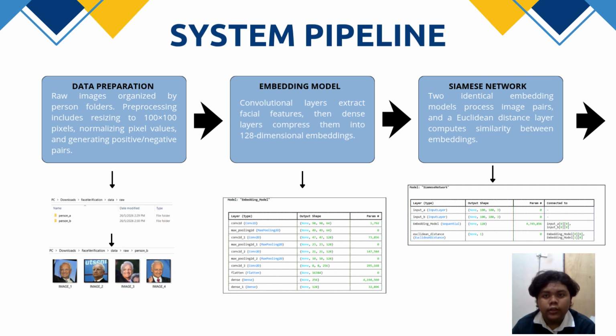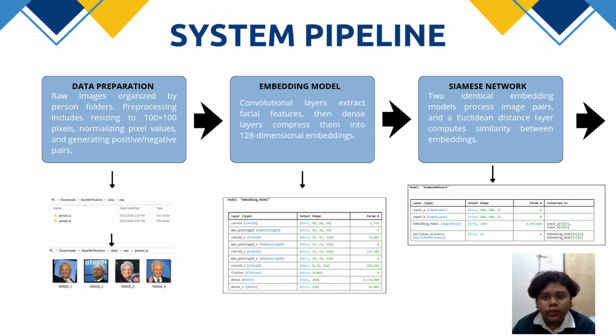Next is the embedding model. The convolutional layers extract the facial features and the dense layer compresses them into a 128-dimensional vector representation. So this is the embedding model that I get.